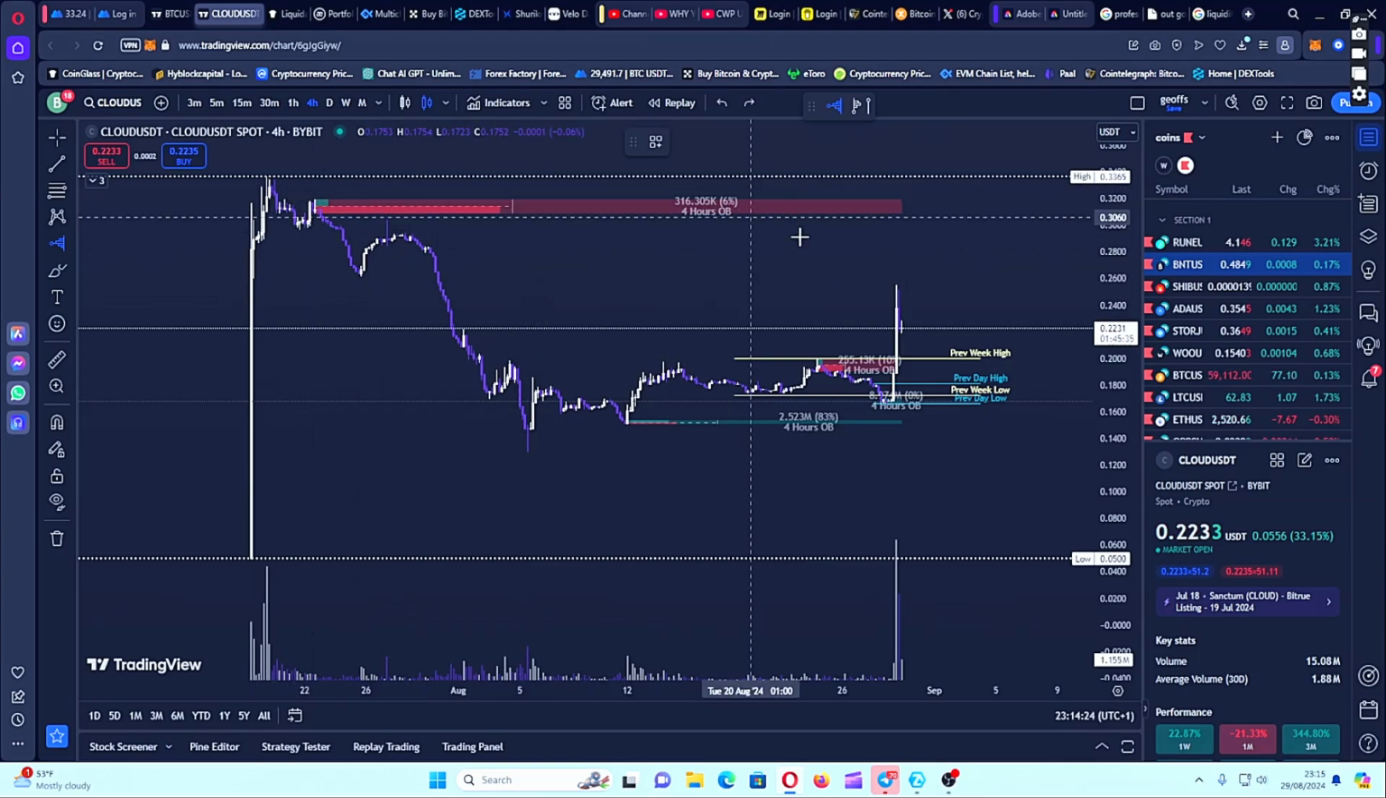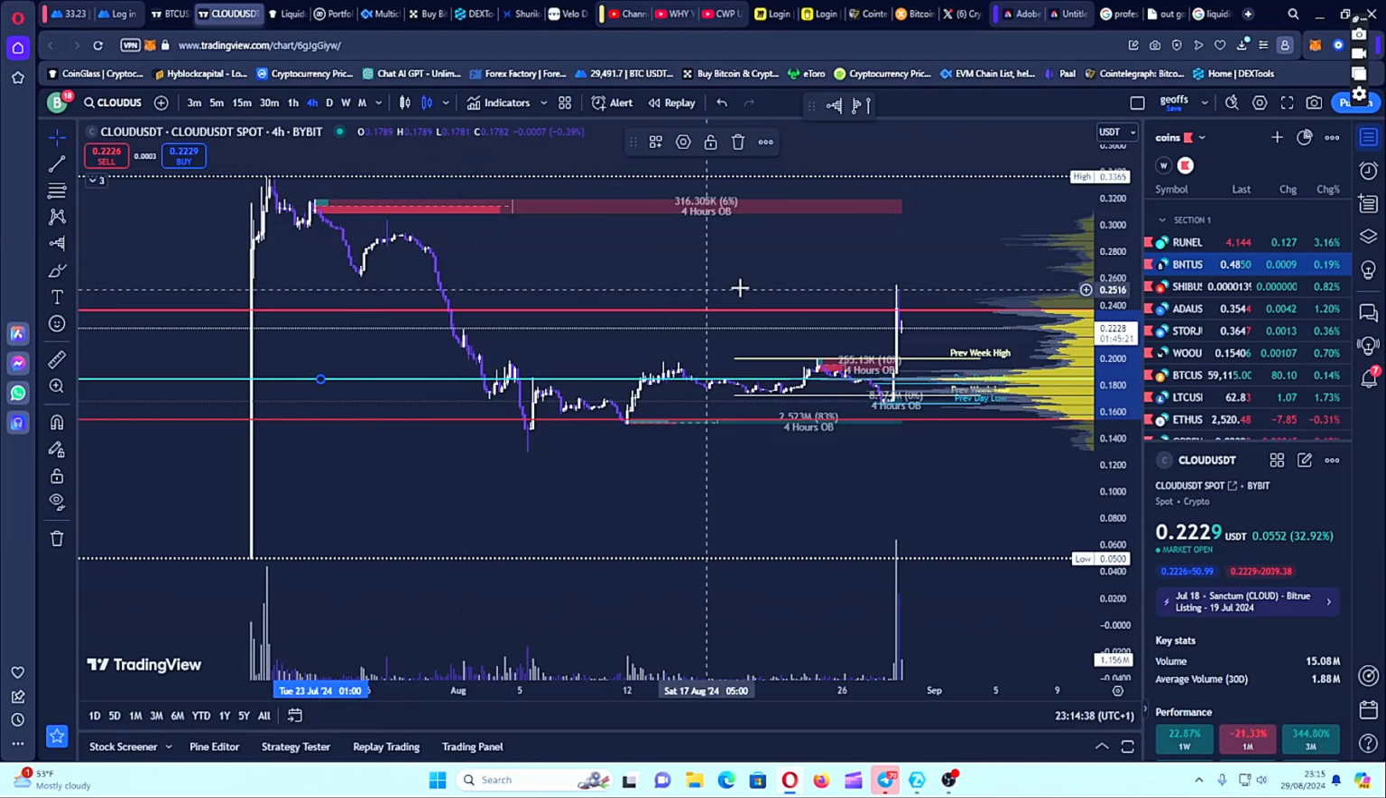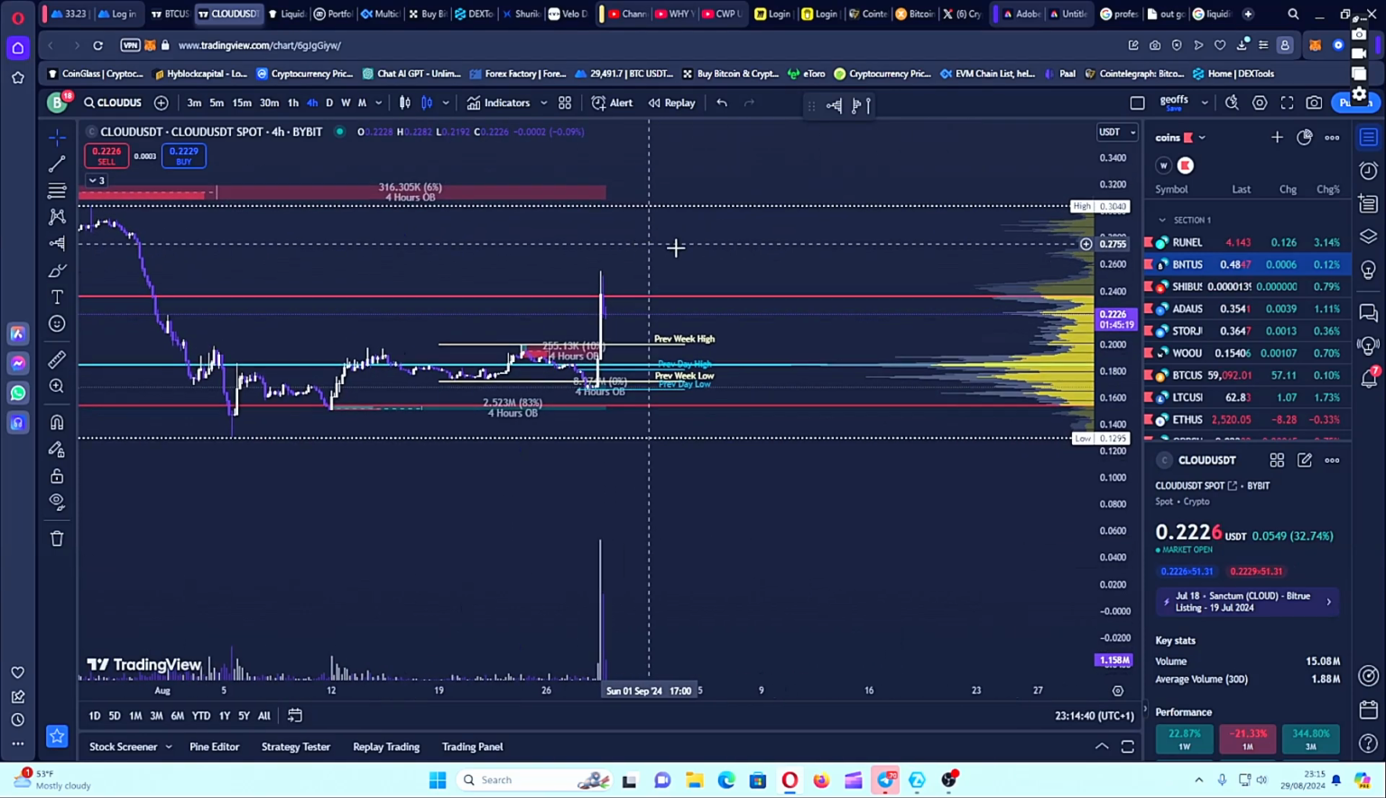Your next bearish order block is up here, and it is a very big bearish order block. Very big. If it fires through that order block, do not touch it. Sit on your fucking hands.